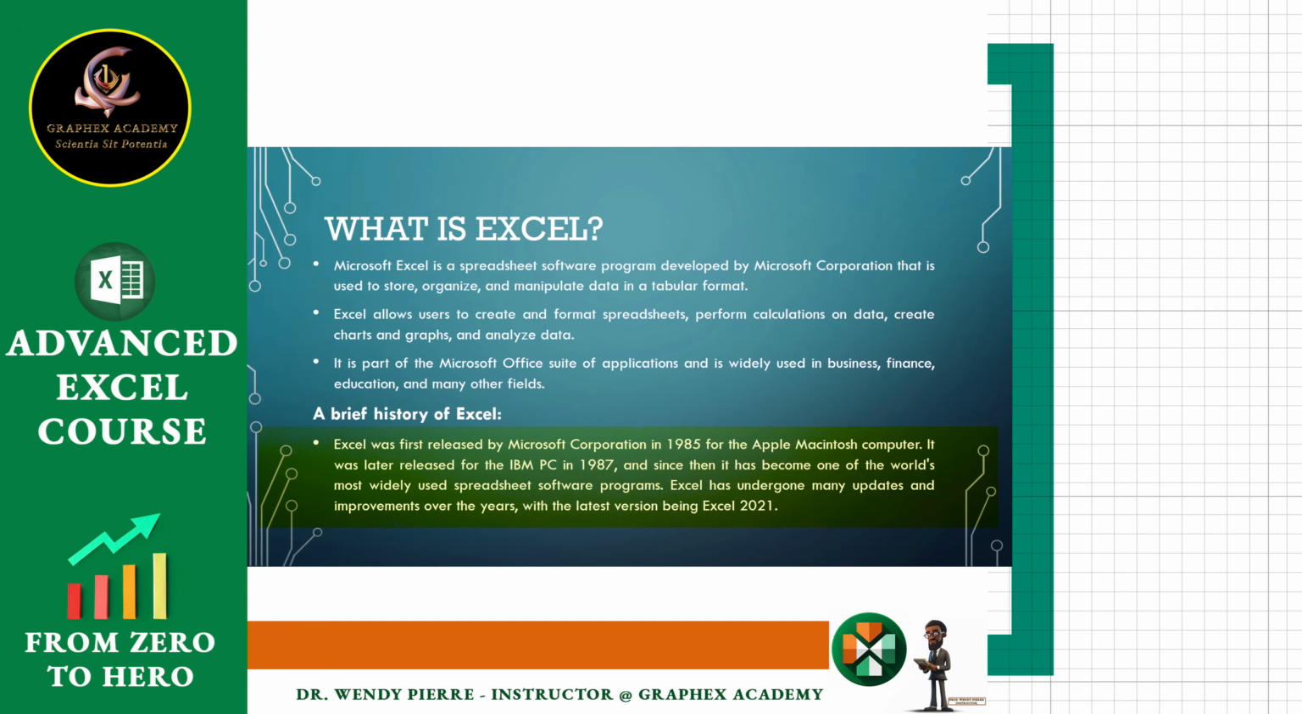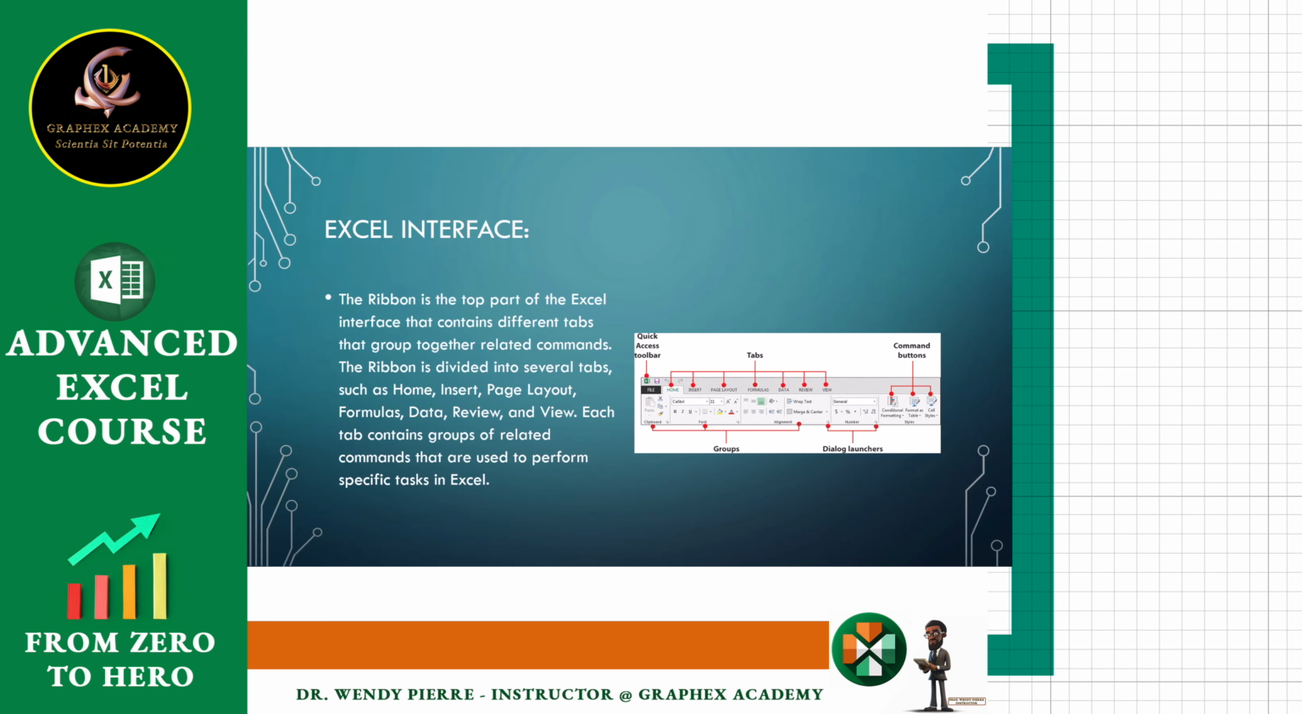Excel was first released by Microsoft Corporation in 1985 for the Apple Macintosh computer. It was later released for the IBM PC in 1987, and since then it has become one of the world's most widely used spreadsheet software programs. Excel has undergone many updates and improvements over the years. The latest version is Excel 2021. Now that we know where it comes from, let's open the Excel interface.